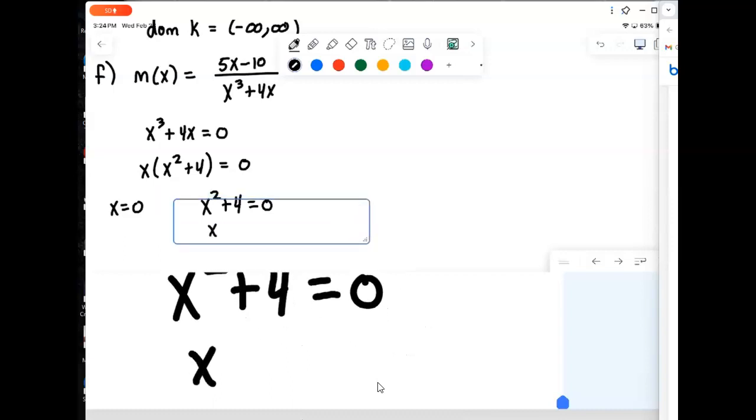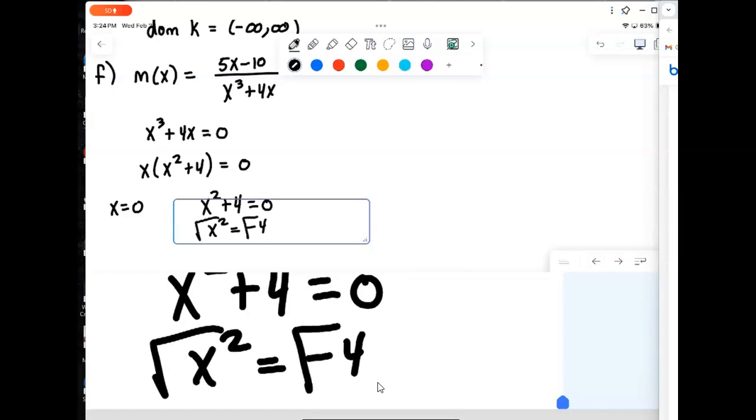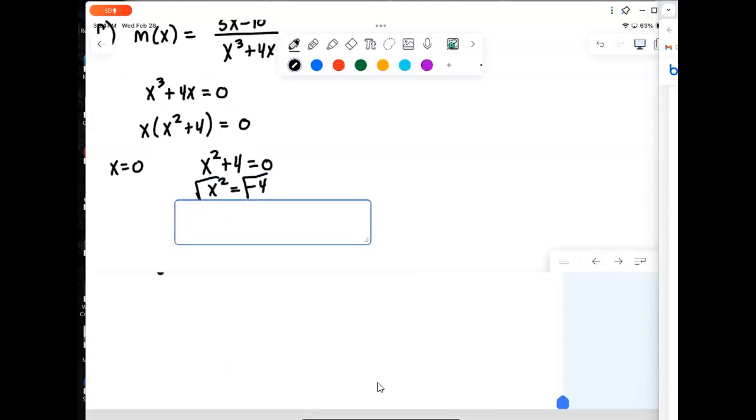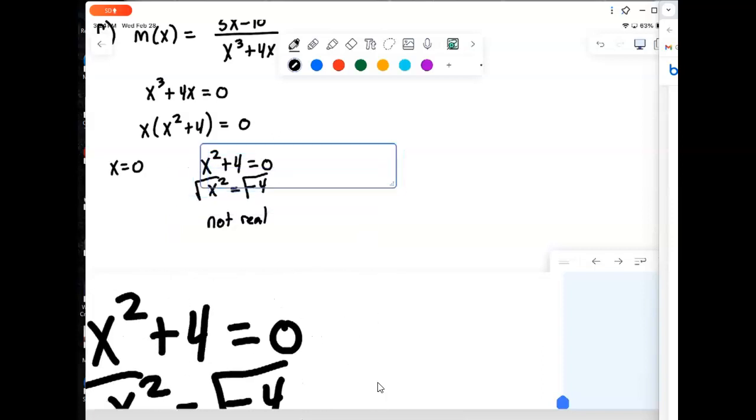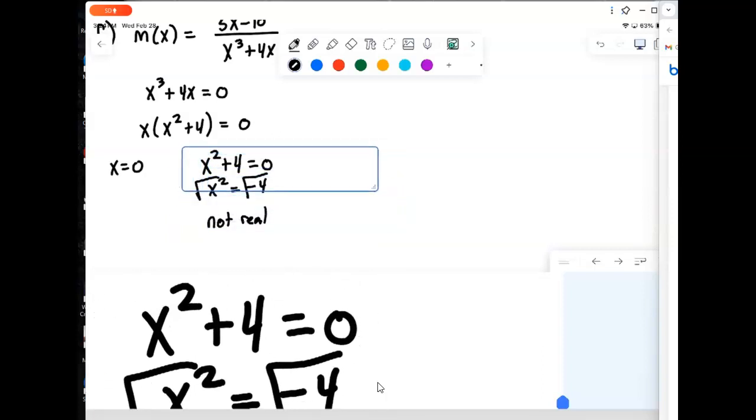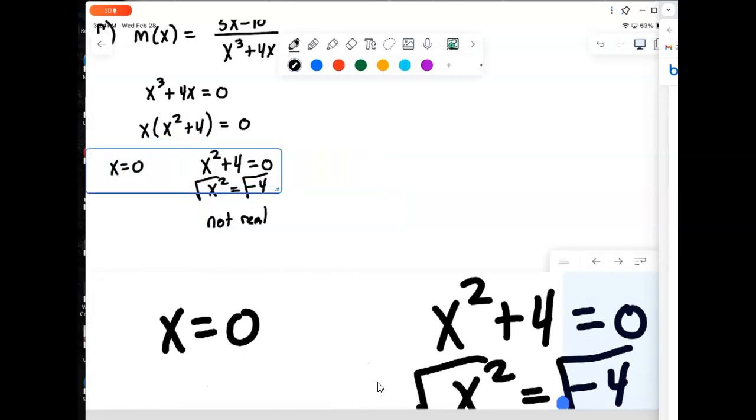If not, keep going, bring the 4 over. And when we apply the square root, we immediately see square root of negative 4. And we know that one's not going to give us any results that are going to apply to our problem. So that second part only gives us non-real answers. So that means there's really only one thing that makes the denominator 0, and that's x equals 0.